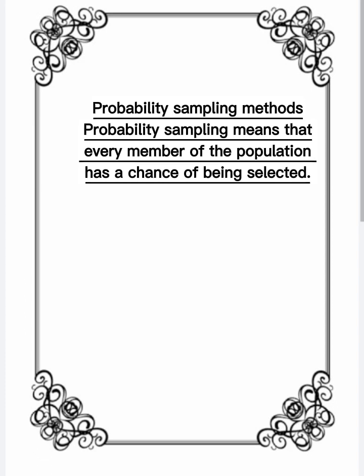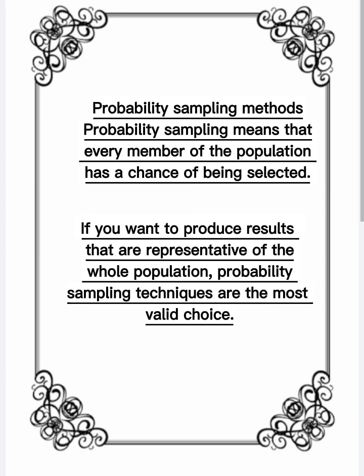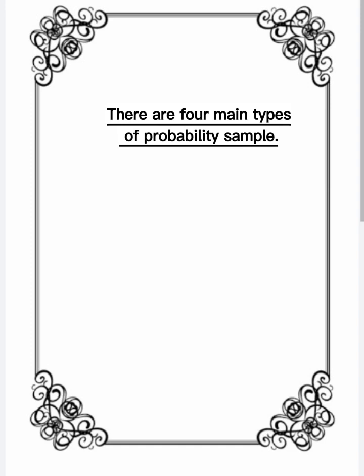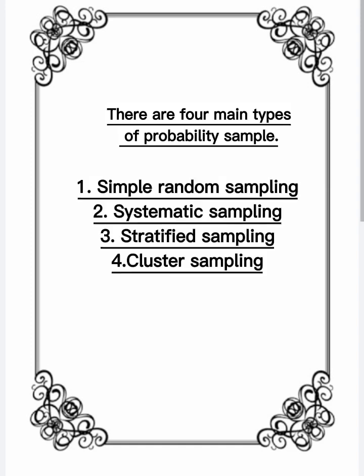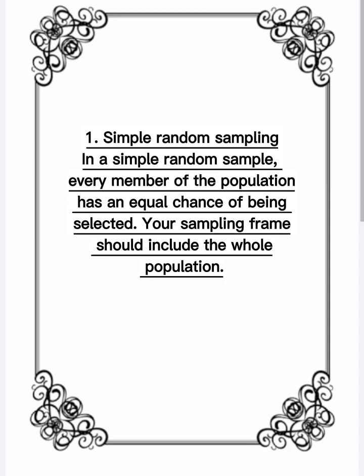Probability sampling methods. Probability sampling means that every member of the population has a chance of being selected. If you want to produce results that are representative of the whole population, probability sampling techniques are the most valid choice. There are four main types of probability sample. 1. Simple random sampling. 2. Systematic sampling. 3. Stratified sampling. 4. Cluster sampling.